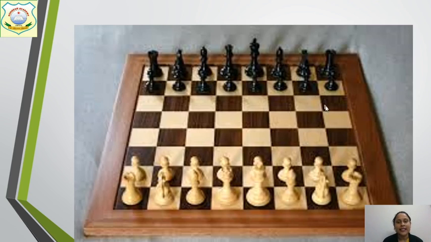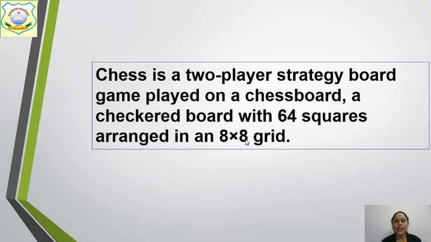So you can see it is a checkerboard. It is a square board. Two players can play this game. It is divided into 64 squares, arranged in an 8 by 8 grid. So chess is also a board game.